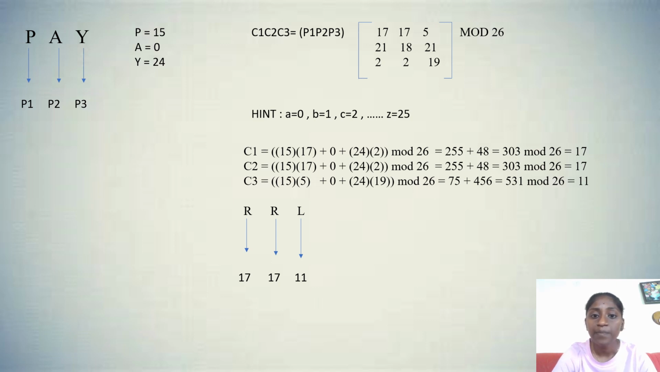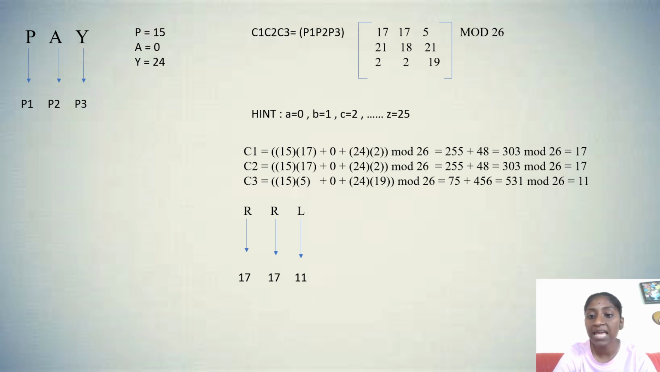Next comes C3. C3 is equal to P1 into 5, that is 15 into 5. Next comes P2 into 21. P2 is 0, so 0 into 21 is 0. P3 is 24, 24 into 19. And we get a total of 531. 531 mod 26 is nothing but 11.